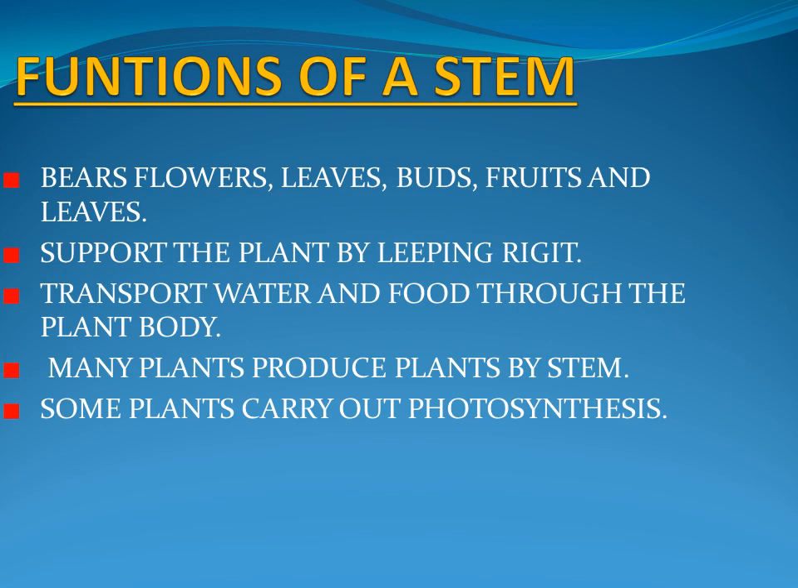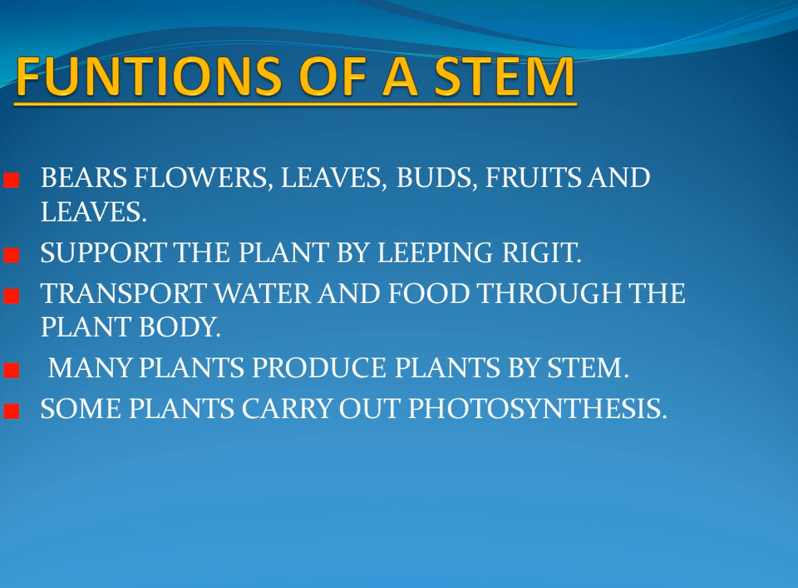If you are talking about all of them, bears flowers, leaves, buds, fruits and leaves, I think that's the main thing which the stem does, because if you are talking about a mango plant, if there are like 50 mangoes in one branch, it definitely goes to the stem.